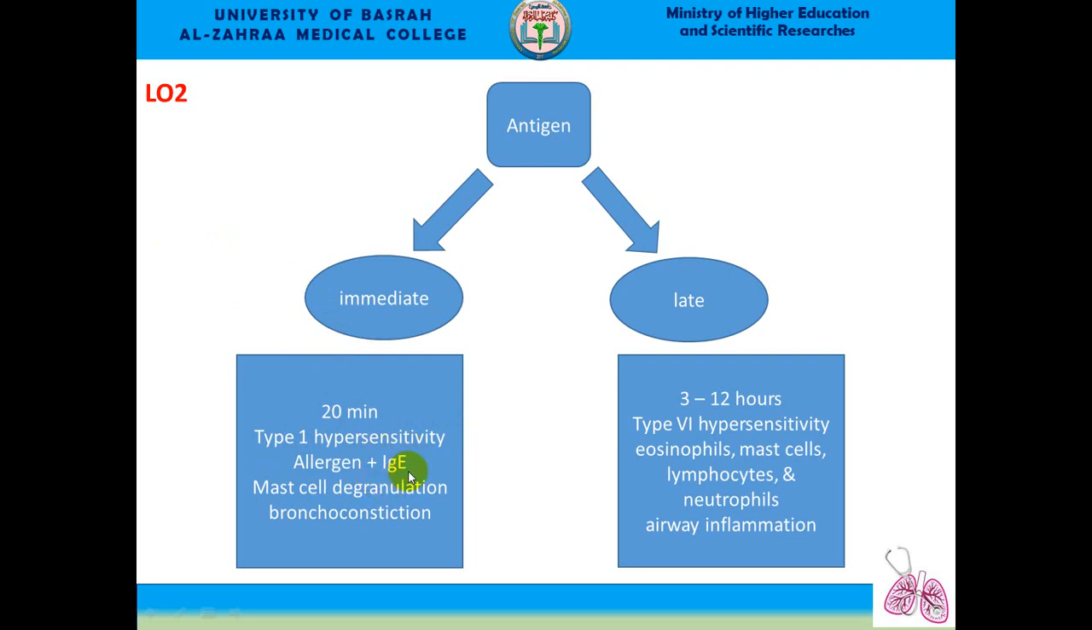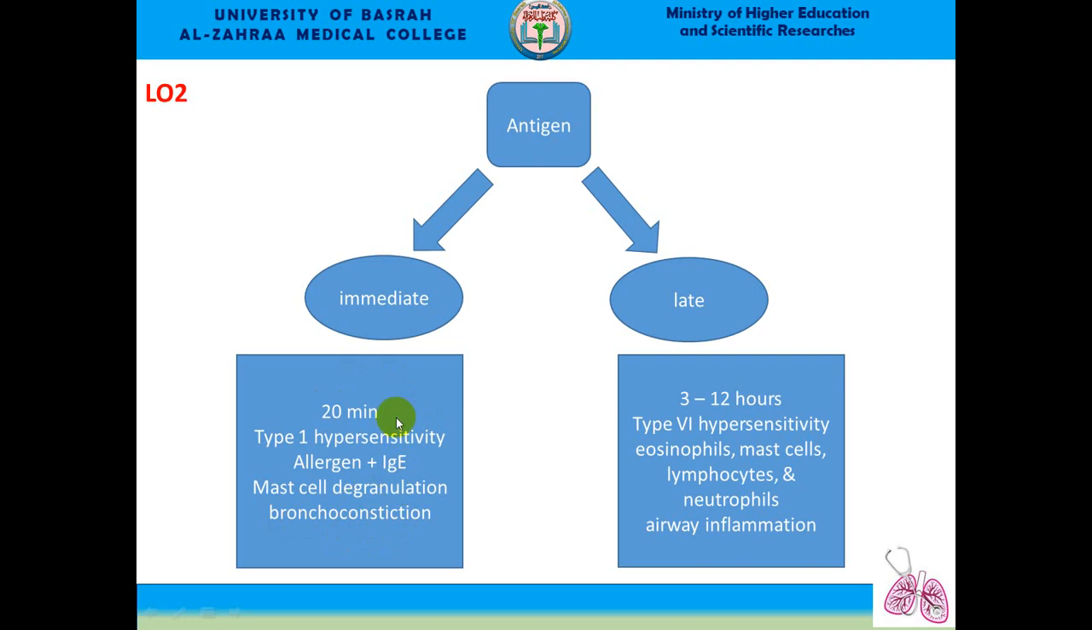This interaction will result in mast cell degranulation, degradation of the mast cells and release of the granules from the mast cells. And the cytokines from the mast cell degranulation will result in bronchoconstriction and the spasm of the bronchi and obstruction.